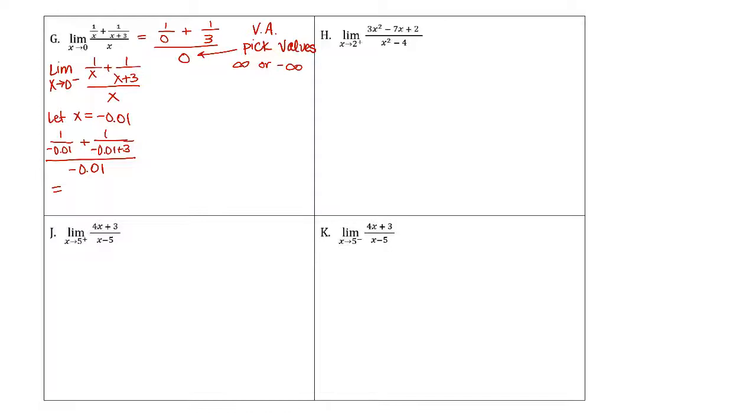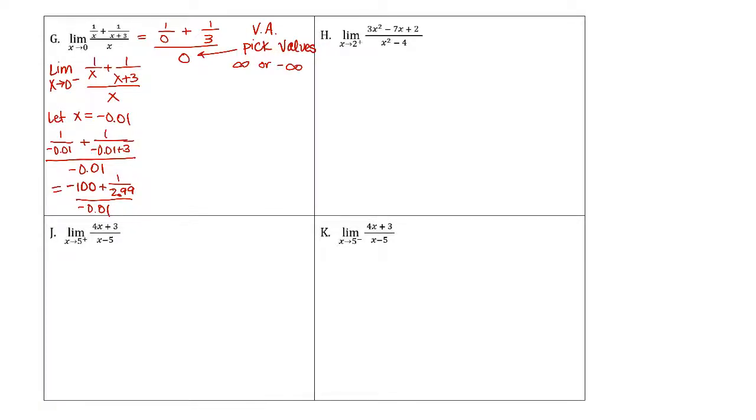This first part here, 1 over negative 0.01. Remember that means that we're moving our decimal, and so we would have to move it to the right 2 places and attach our negative. So that's really going to be negative 100 plus, now over here that's really just going to be 1 over 2.99, isn't it? Yep. Okay, so that's all over negative 0.01.